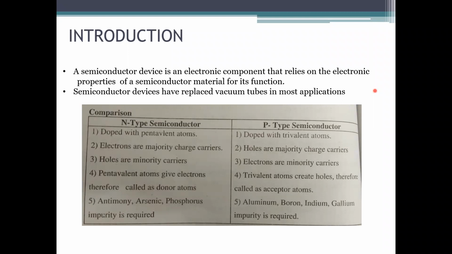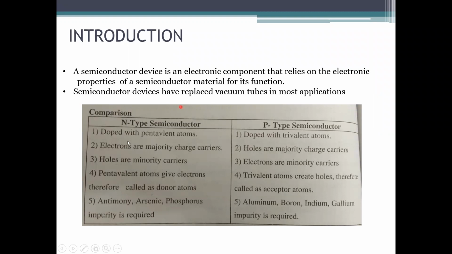Practically, they are prepared by adding impurity atoms to form p-type and n-type semiconductors. This process of adding impurities is known as doping. The doped semiconductors are known as extrinsic semiconductors. In semiconductors, current flows due to the motion of two types of charges, that is electrons and holes. Let us see the difference between P-type and N-type semiconductors. There are two types of semiconductor, P-type and N-type.